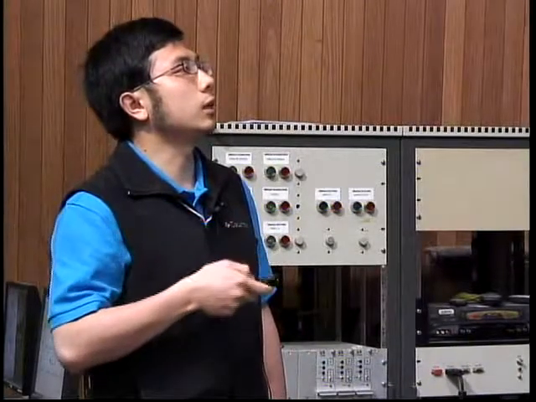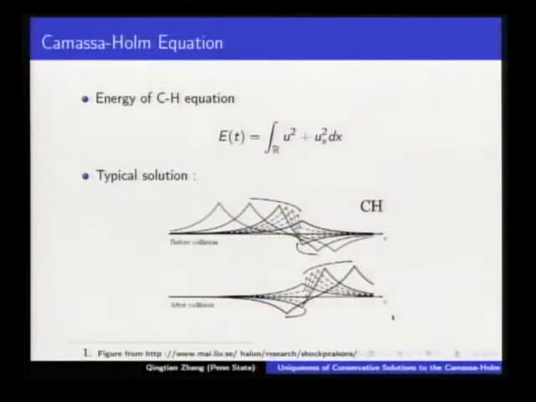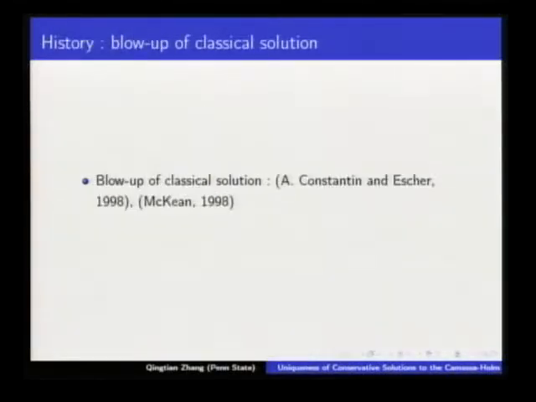the typical solution of the Camassa-Holm equation is like this. We can prove that under some special conditions, we can find derivative blow-up for the Camassa-Holm equation. And this blow-up can be considered like this. This result was proved by Constantin and Escher, and also by McKean.